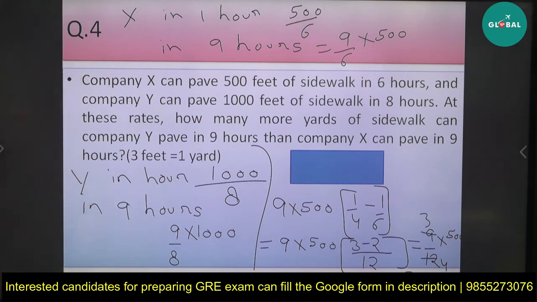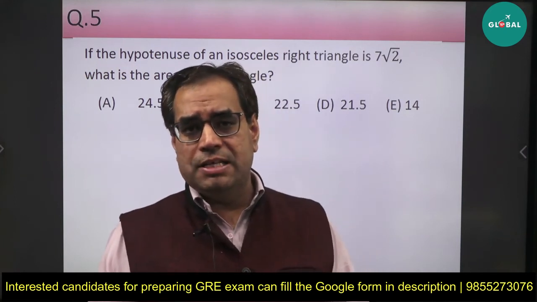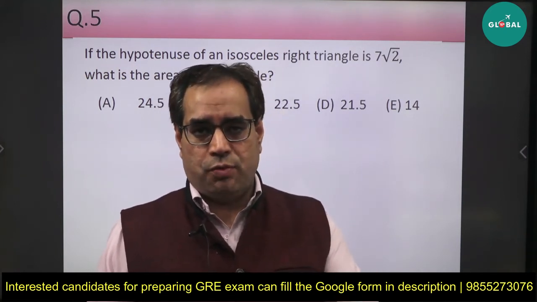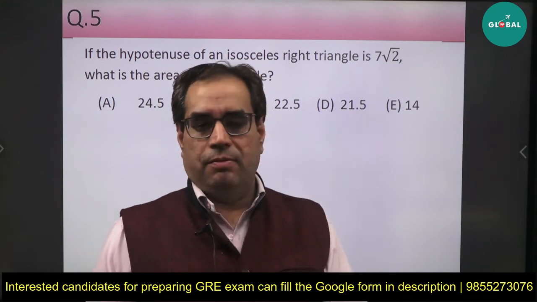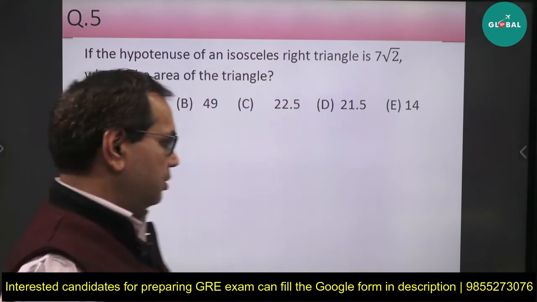Now let us see the next question, number 5. If the hypotenuse of an isosceles right angle triangle is this, what is the area of the triangle, right? So area is very important in the GRE exam. Definitely we always get questions from area. It may be area of square, area of circle, area of rectangle, area of anything, okay, but generally they ask questions from area. Area of triangle is also very important, okay.